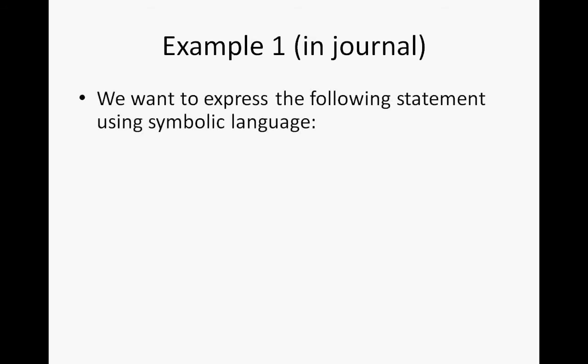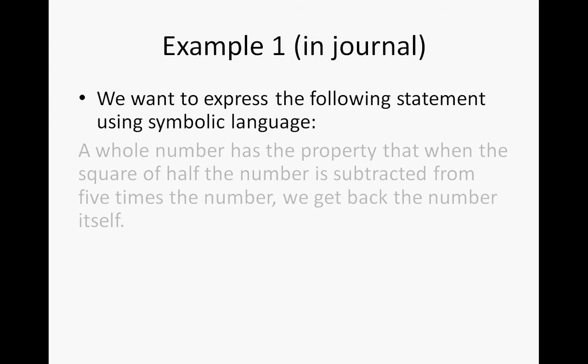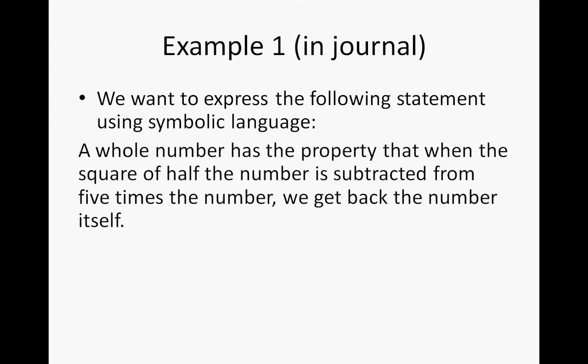We want to express the following statement using symbolic language. Our first statement is: a whole number has the property that when the square of half the number is subtracted from 5 times the number, we get back the number itself. Sounds like a bunch of gobbledygook, and luckily we do have symbolic language that we can translate this to. But it takes practice, so this might sound like it completely doesn't make sense, but when you break it down into its parts, as you will see in these next 5 examples, it does become a little bit clearer.